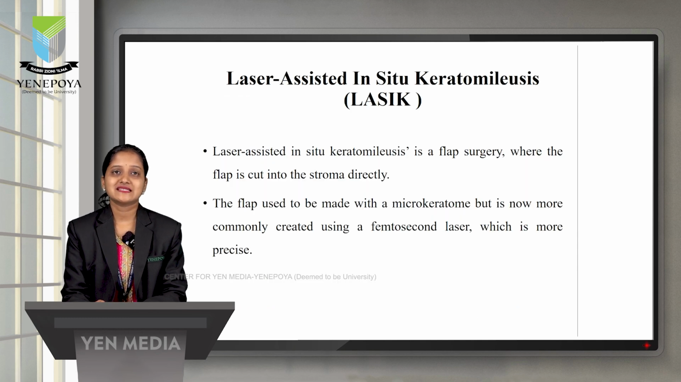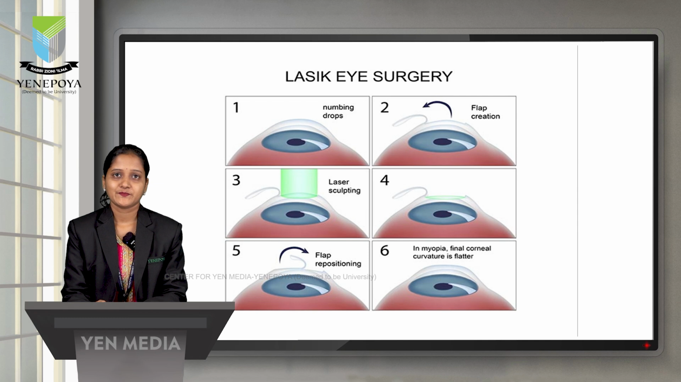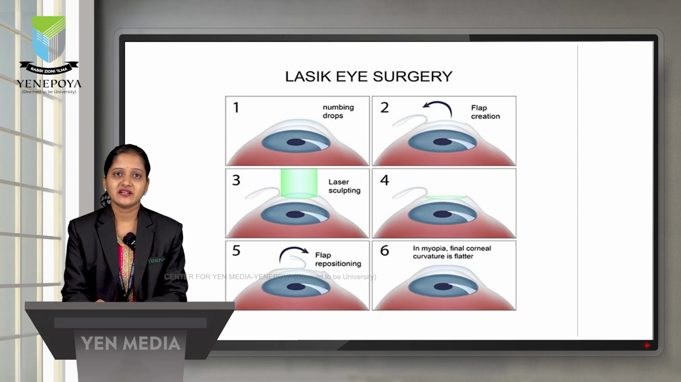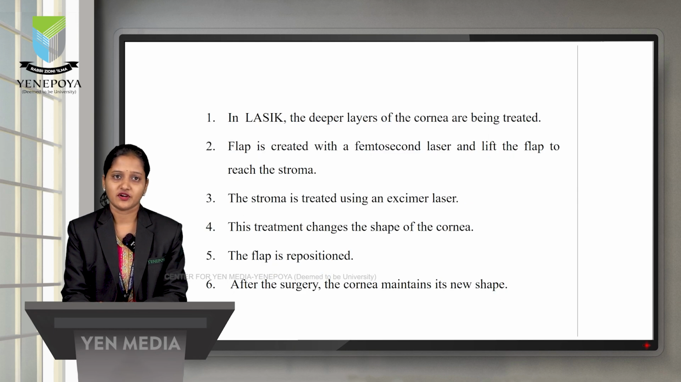The next surgical procedure is laser assisted in situ keratomileusis, abbreviated as LASIK. LASIK is a flap surgery where the flap is cut into the stroma directly. The flap used to be made with a microkeratome, but now more commonly a femtosecond laser is used, which is more precise. First we anesthetize the cornea, then the flap is created with a femtosecond laser and lifted to reach the stroma. The stroma is treated with the excimer laser. The treatment changes the shape of the cornea. The flap is repositioned, and after the surgery, the cornea regains its new shape.